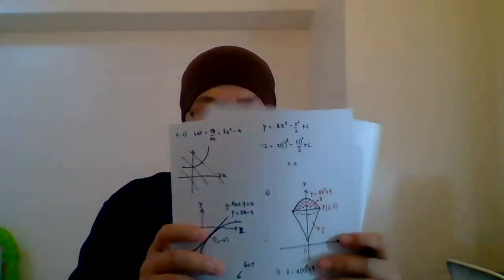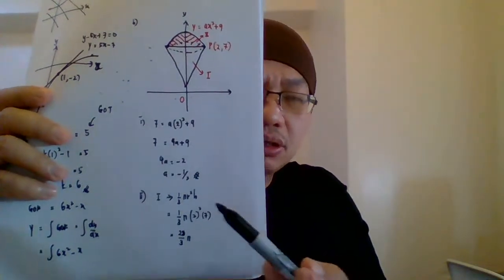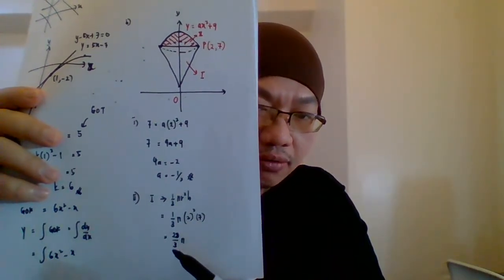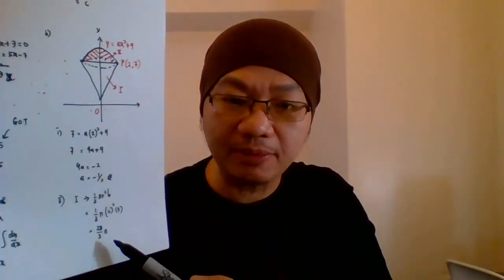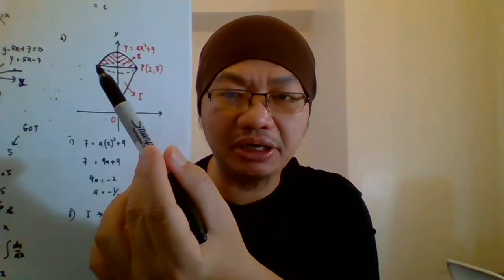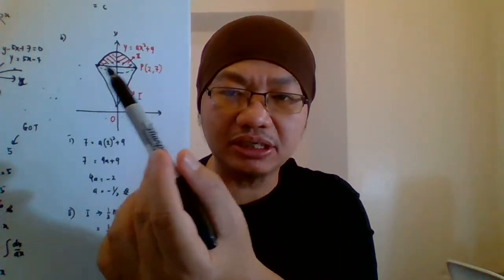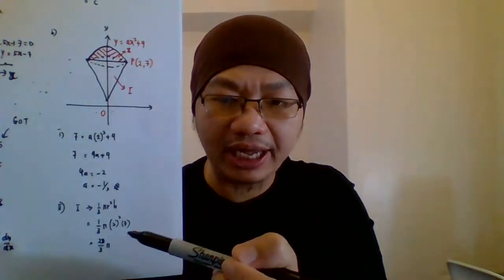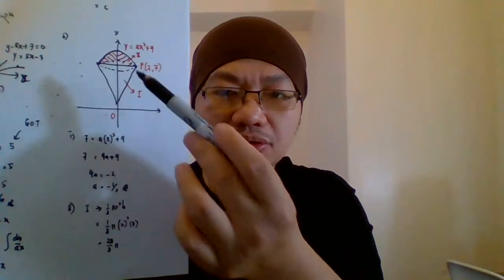So, 1/3 times pi times 4 times 7. You're supposed to get 28 over 3 pi. Okay. Settle for number 1. So, the first Roman, 28 over 3 pi. Okay. 2, because of the coordinate of 2 here, and this is 0. So, the difference is 2. And your H is the height from bottom to here.